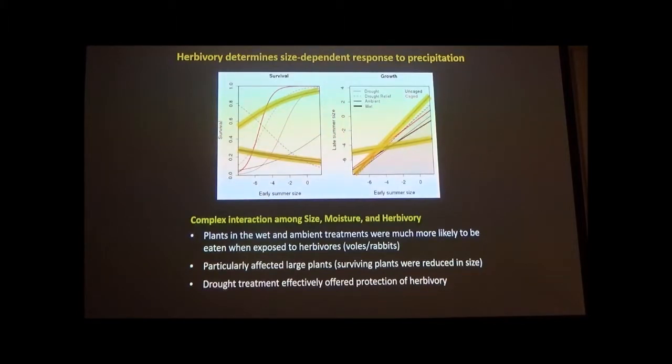So effectively, the drought treatment offered protection from herbivory. And it could either be because the animals didn't like the habitat in the droughted areas, or because the plants weren't as juicy or something, right? But they were targeting the wet plants. So there's this really complicated interaction between size, moisture, and herbivory that makes predictions of this theory really tricky in the presence of herbivores. Right?